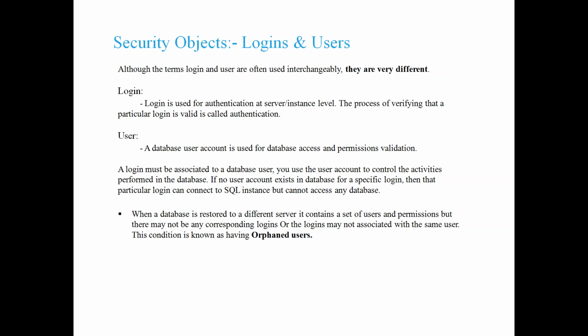So once the database is restored on server B, the user does exist in the database, but we don't have a login for it. So in that situation, we call that user an orphan user. An orphan user is nothing but a user that doesn't have a login. You can think of it like login is a parent and user is a child. So we need to have an association between these two. We need to have a mapping between these two. Then only the person or the user can access the database.